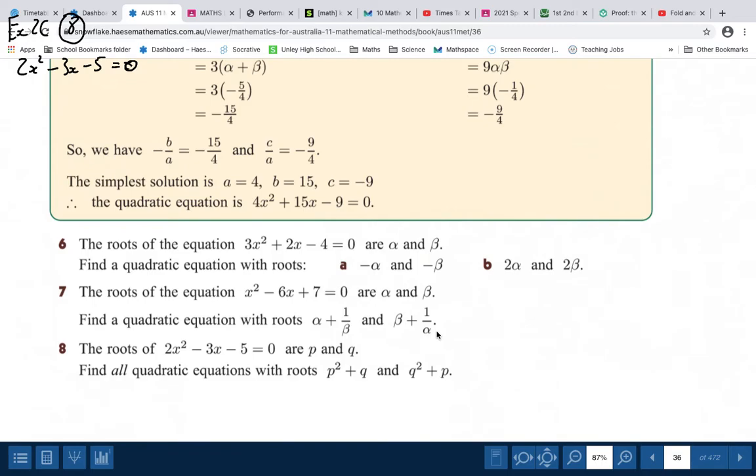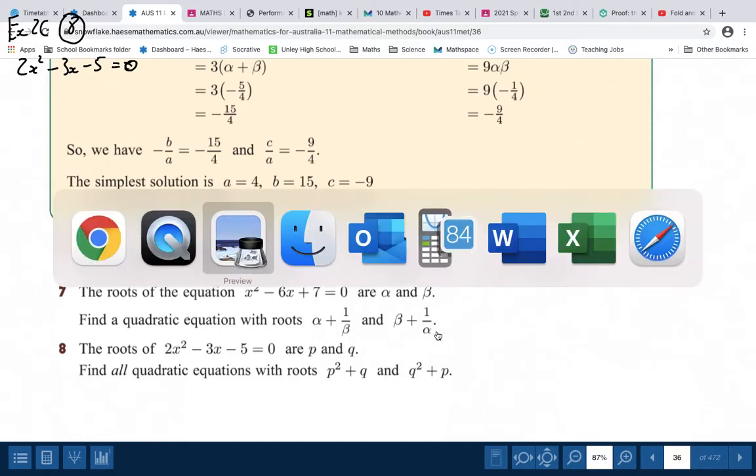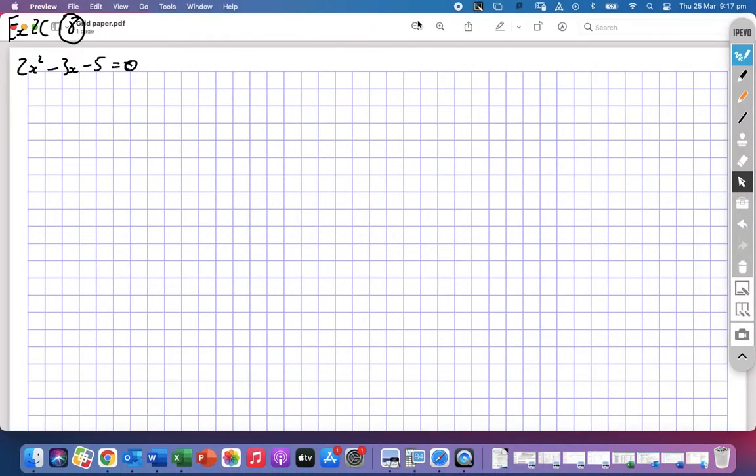So this is 2C question 8. The roots of 2x squared minus 3x minus 5 equals 0 are p and q. Find all quadratic equations with roots p squared plus q and q squared plus p. Now, I think I'm going to do this question in two ways.